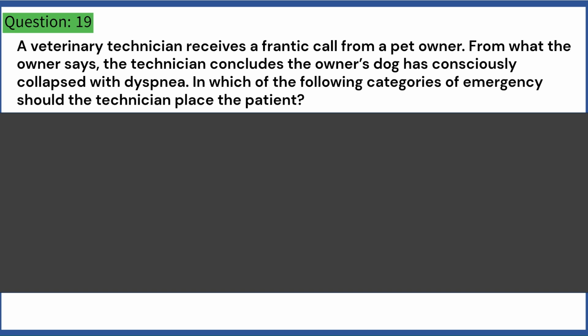A veterinary technician receives a frantic call from a pet owner. From what the owner says, the technician concludes the owner's dog has collapsed with dyspnea. In which of the following categories of emergency should the technician place the patient? A. Non-emergency. B. Minor. C. Serious. D. Life-threatening. Answer D.